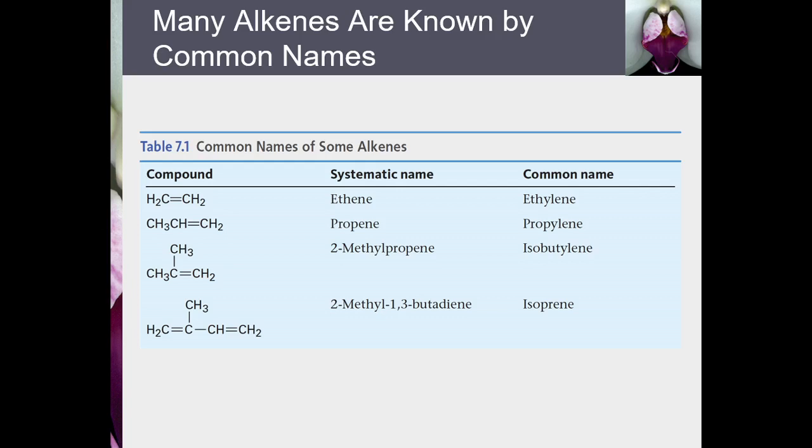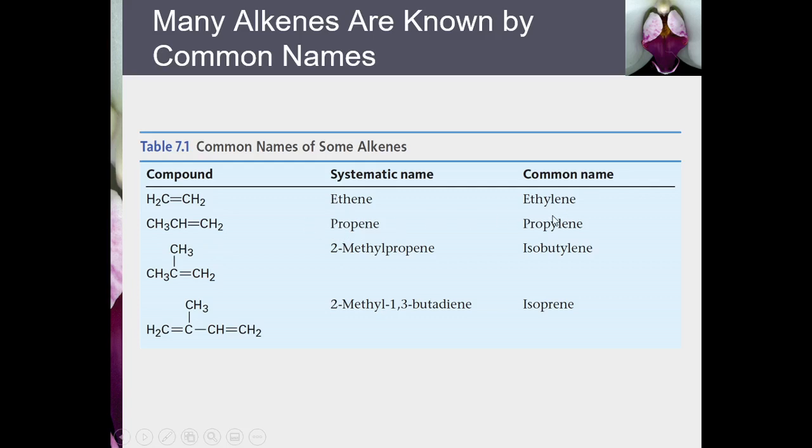So we have here some common names. Common names of some alkenes are also recognized. For example, this one is ethene, but the common name is ethylene. Ethylene is used as a plant hormone. It will induce ripening in fruit. So that's what speeds up the ripening of our fruits.